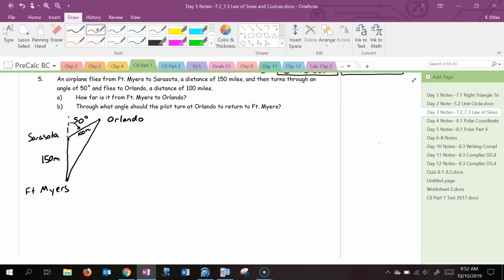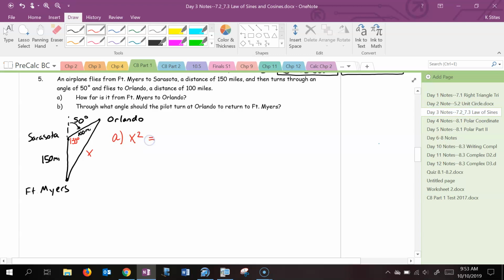First thing we are looking to find is how far it is from Fort Myers to Orlando. So this is my x. One thing I would do to find that is subtract from 180. I have a linear pair here. This inside angle will be 130. I do not have a matching pair of angle and side, so I will have to use law of cosines.